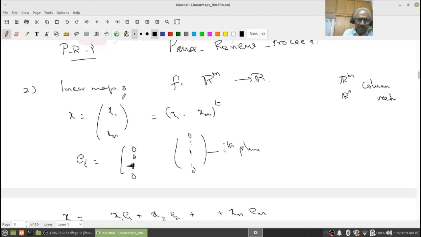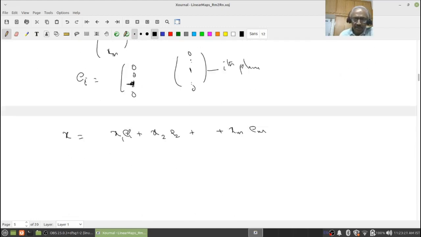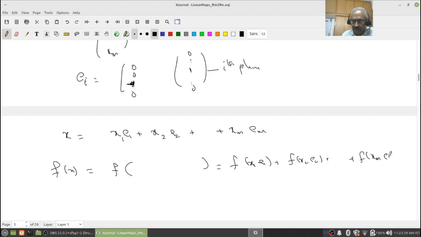Just look at this. Since f is linear, I know what f of x is. f of x is f of this object, but remember f is linear, therefore it's additive. Therefore it is f of x1 e1 plus f of x2 e2 plus f of xm em, but it's also homogeneous, therefore it is equal to x1 times f of e1 plus x2 times f of e2 plus xm times f of em.